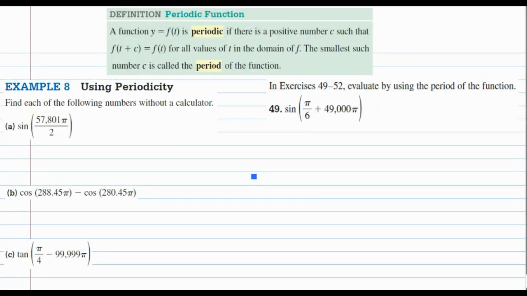This is the screencast for section 4.3, example 8. We're going to use the fact that trig functions are periodic to help us with the trig values of really large angles. Now, periodic means that every so often these trig values repeat themselves. And you already know that because coterminal angles have the same terminal ray.